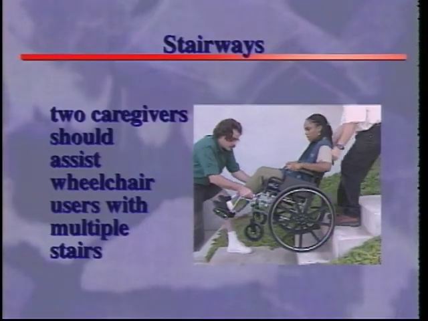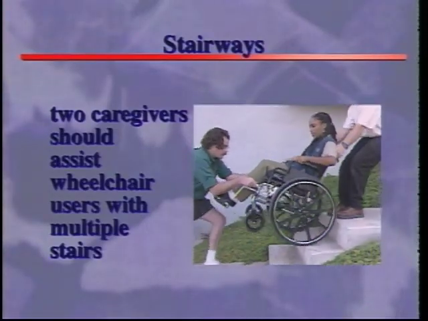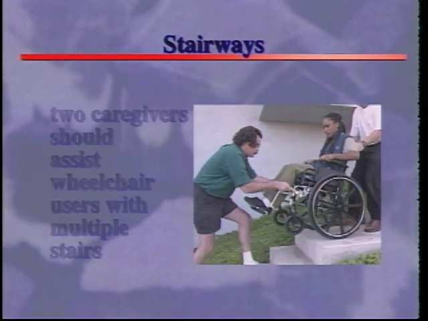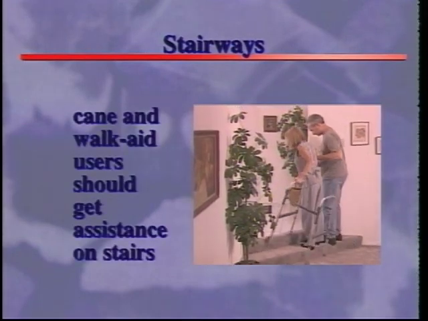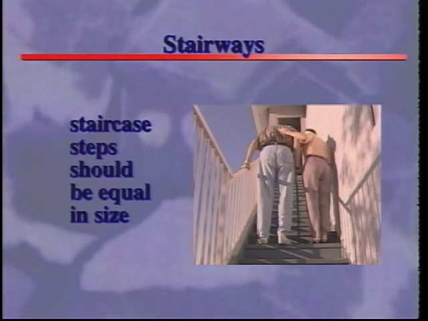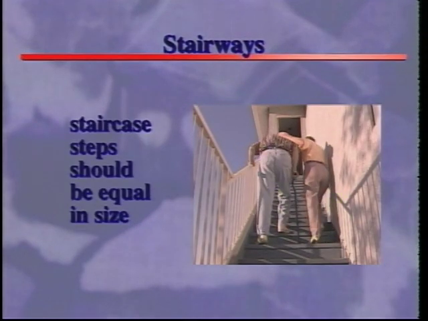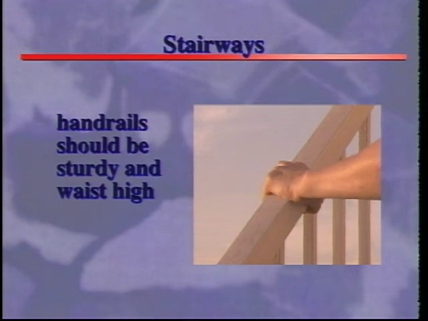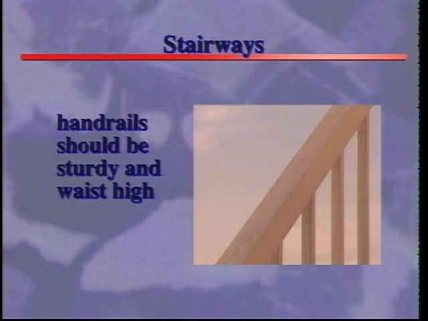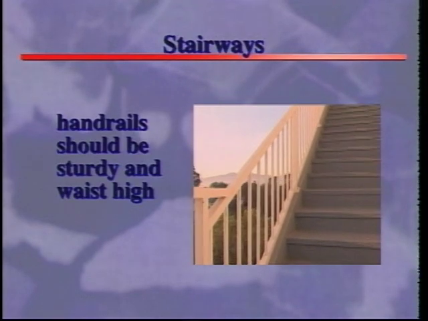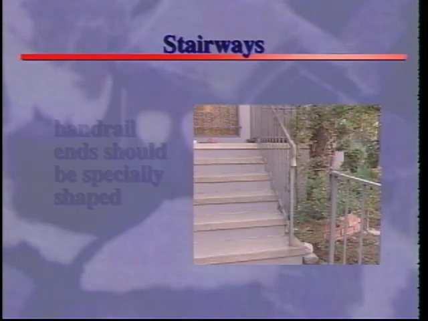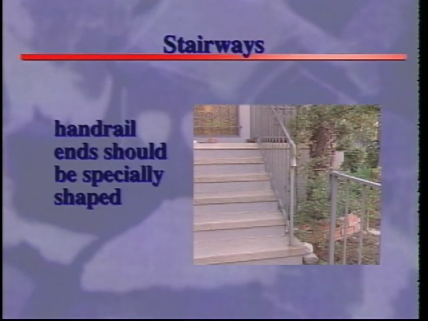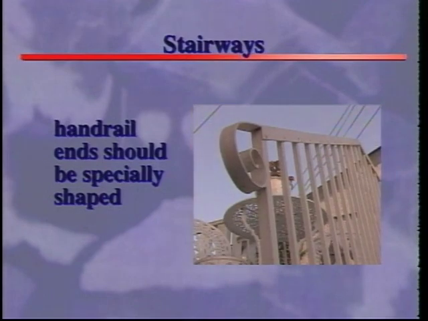Multiple stairs will require 2 caregivers for lifting and transporting a wheelchair user. Cane and walk aid users should have assistance on stairs. Steps in a staircase should all have the same height and width. No stairway should be without sturdy waist-high handrails that are 30 inches above the stairs and extend beyond the top and bottom step. The ends of the handrails should be specially shaped to define the top or bottom of the staircase.